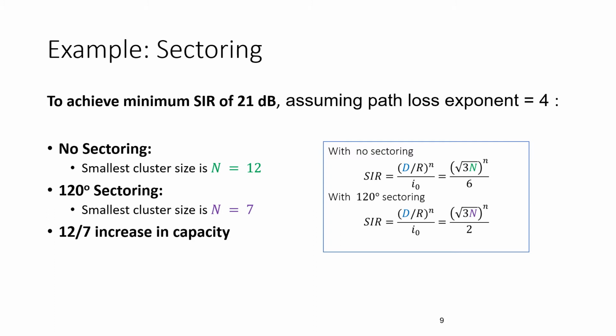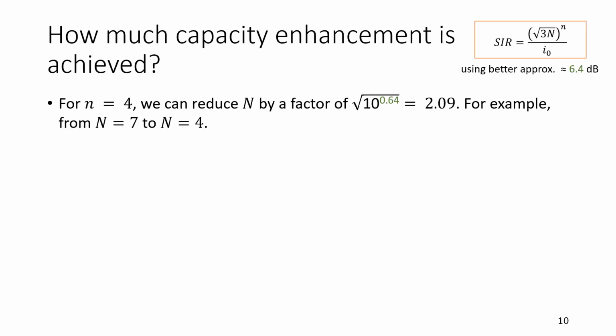So the advantage of sectoring is pretty clear. Now let's try to understand how much capacity enhancement is there by sectoring. Remember the following equation on the right, which says that a simple way of measuring the signal to interference ratio will depend on path loss and the number of interfering cells. We have seen that approximately, we got a gain of 6.4 dB.